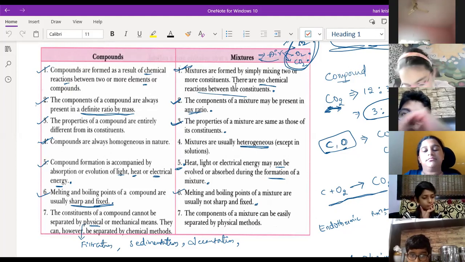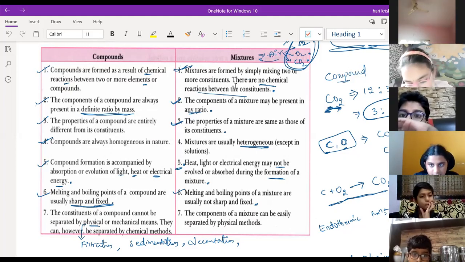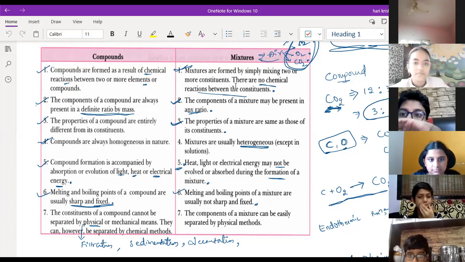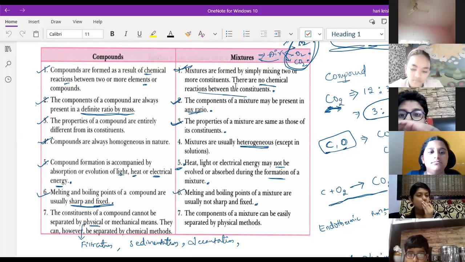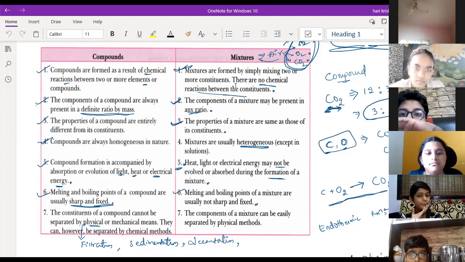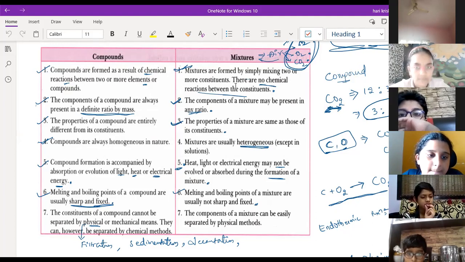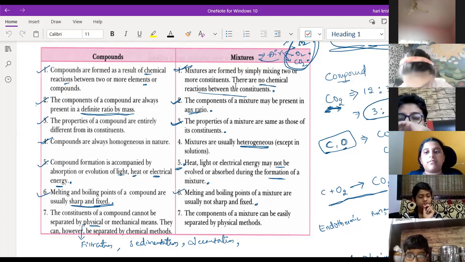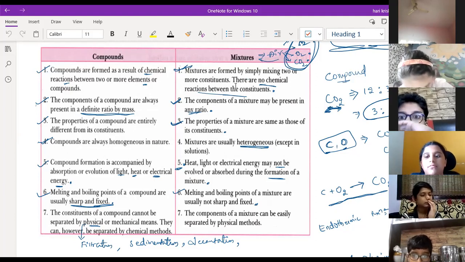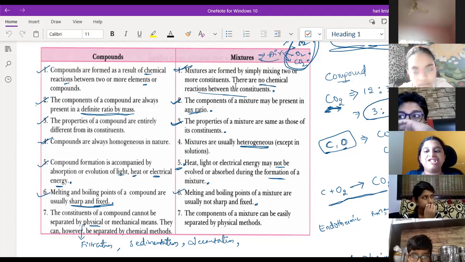But in the case of a compound, what is a compound? It will also contain two or more elements in the given compound, but they are present in the definite ratio. Compounds combine chemically, while a mixture does not combine chemically, it combines physically. In simple language, I will tell you.